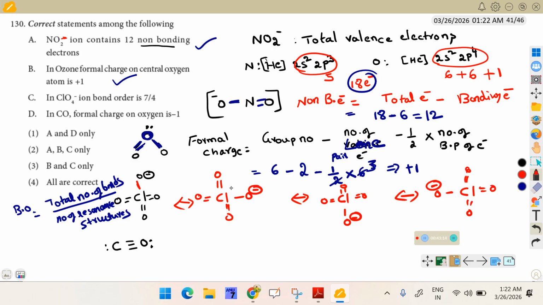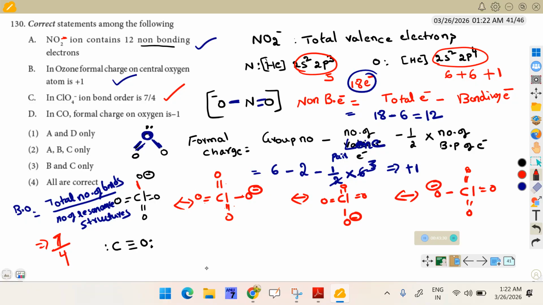The number of bonds in a structure is 1, 2, 3, 4, 5, 6, 7. The total number of resonance structures is 4. So bond order is 7 by 4. Correct. A correct, B correct, C correct.